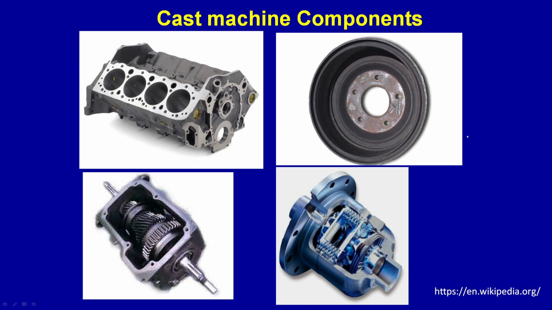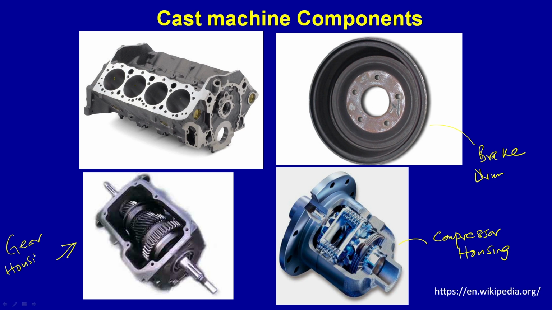This is a brake drum, used for the braking operation. This is a compressor housing. This is a gear housing. These are all cast products, and this is an engine block. So, these are very common. A lot of these products are made using this technology of casting. You can clearly see how complicated the object is, but still it can be made by casting routes.